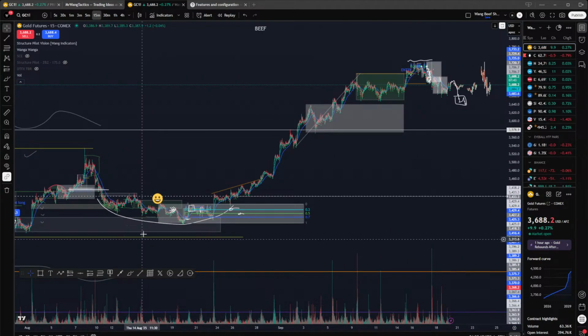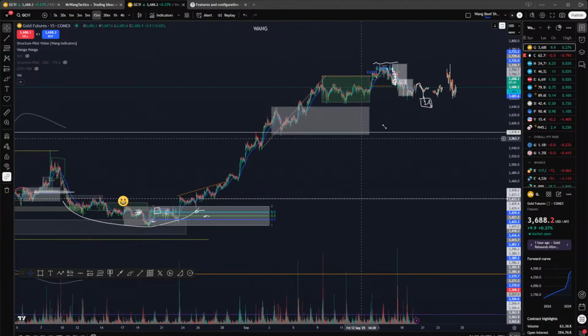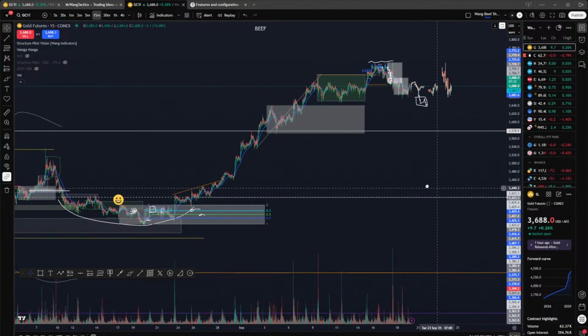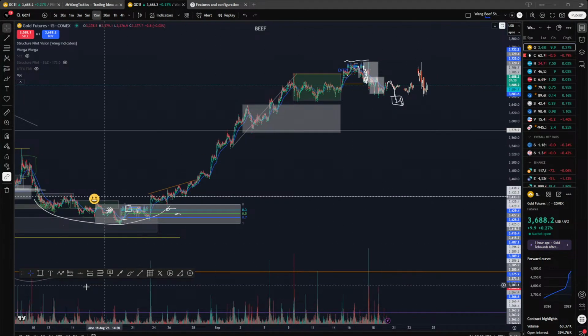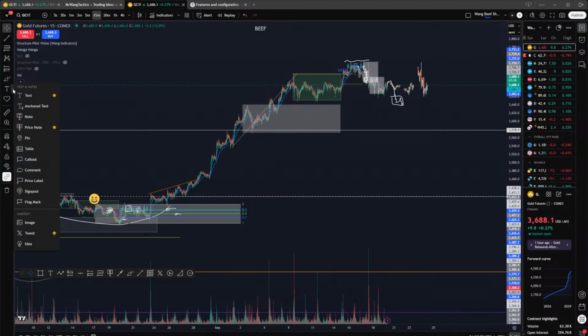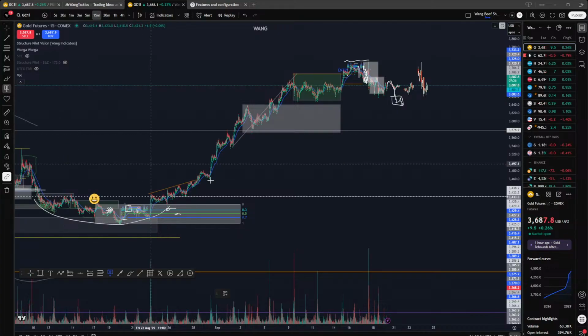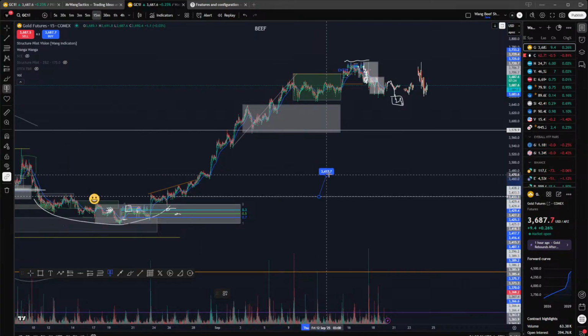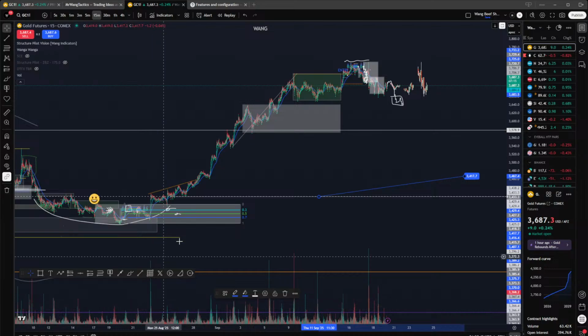So yeah, gold has been on a run. If price starts dropping hard, this is where I'd be looking for something. Let me put some price level there. If price starts dropping with high velocity, this is where I'll be looking for a move back up, a pullback.